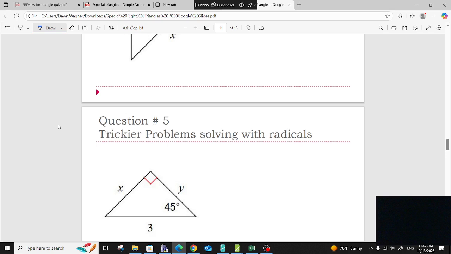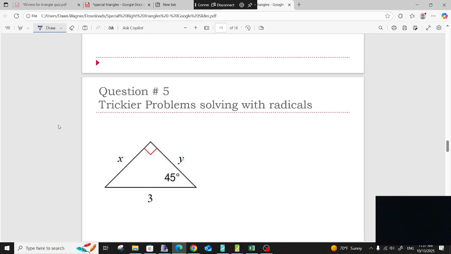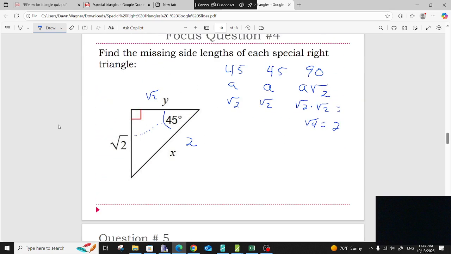We always love it when it says trickier problems, don't we? Obed does. He likes the challenge. Because why would you take geometry and not want to learn something new? Can I go to the next one? Okay.